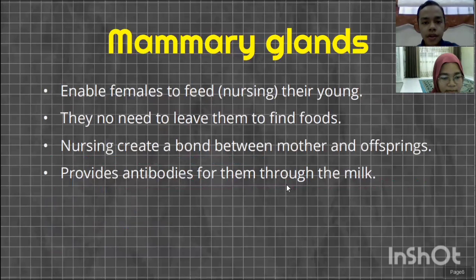Okay, the second characteristic is mammary glands. So mammary glands enable females to feed or nurse their young. So they don't need to leave them to find food. So their offspring will survive because they are always beside them. So nursing also creates a bond between mother and offspring, and also it provides antibodies for them through the milk, just like humans.